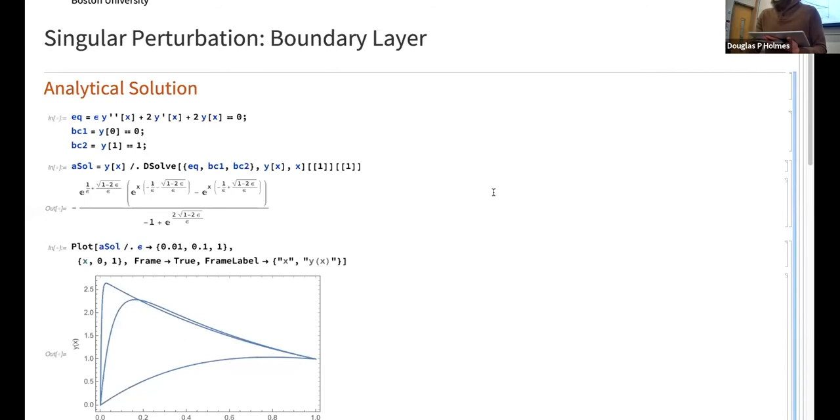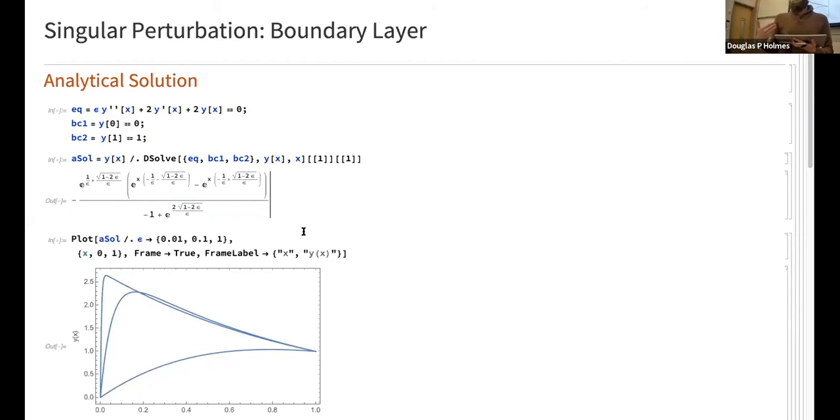So this is our second order ODE. Looks pretty familiar. You should know how to input these things by now. Boundary condition 1, boundary condition 2. The analytical solution looks quite messy. It's this whole complicated bunch of exponentials. But the reason I wanted to show you this is to give you an example of what the solution looks like as we vary epsilon.